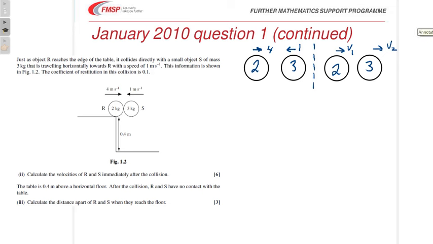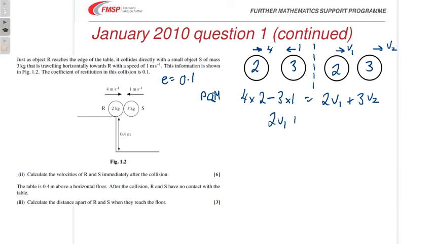So this time, we bring in the coefficient of restitution. E is 0.1. So we've got two equations to write down now. We've got the conservation of momentum, PCLM, which in this case goes 4 times 2 minus 3 times 1 equals 2V1 plus 3V2. That tidies up to 2V1 plus 3V2 equals 5.